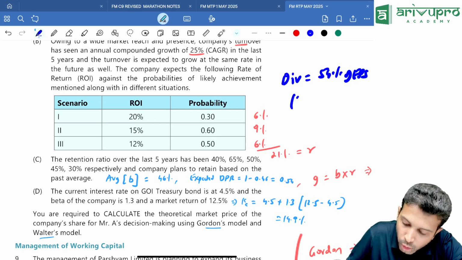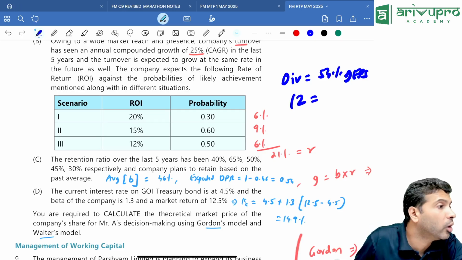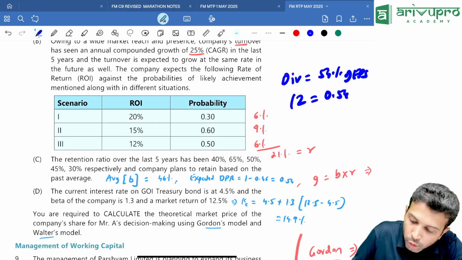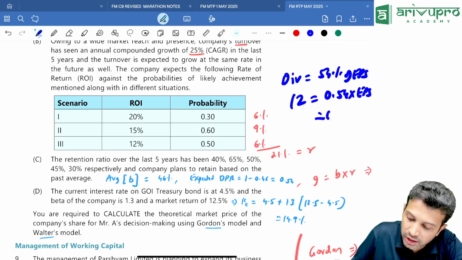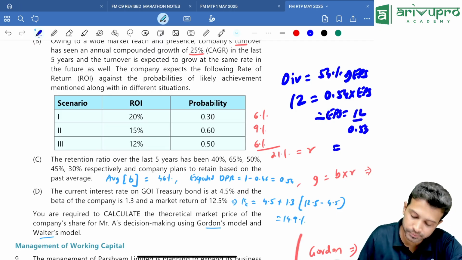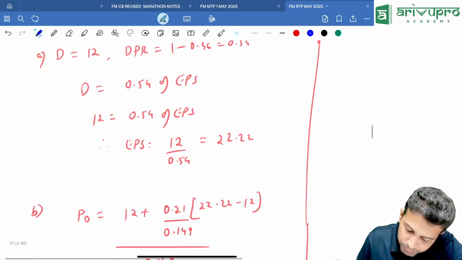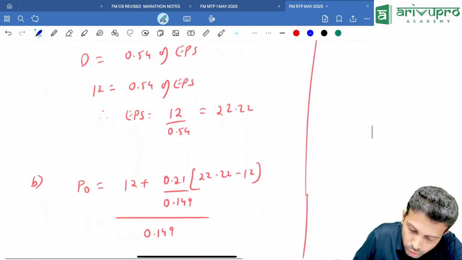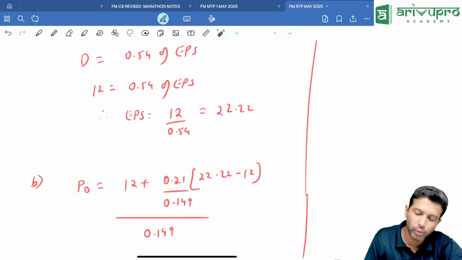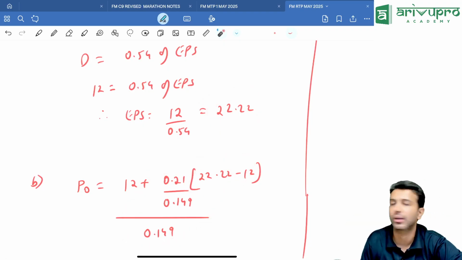Dividend, you already know is 12. 12 is equal to 0.54 times EPS. Therefore, EPS will be how much? 12 divided by 0.54. If you do that, you will get 22.2. Now you got EPS also. Substitute all the numbers and you will get the formula.